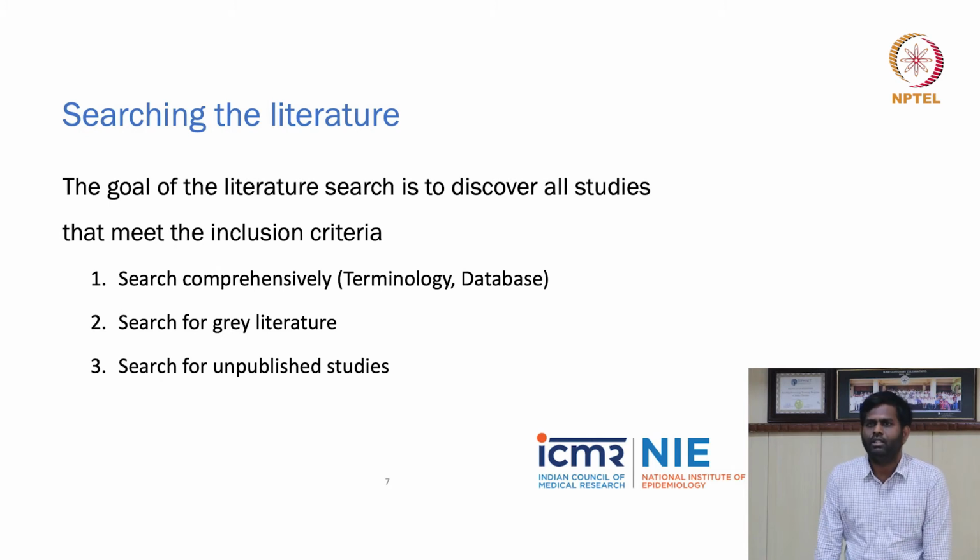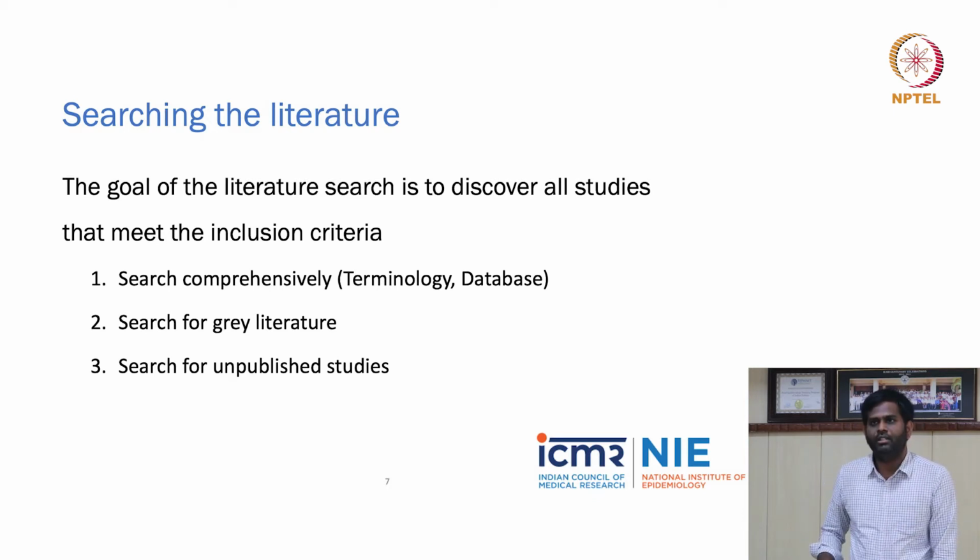So we want our search to be comprehensive. By comprehensive, we mean I would like to include all the information which is currently available pertaining to the topic of interest. Hence, I need to include all the terminologies which is relevant to my research question. Also, I need to search in multiple databases so that I am able to get as much information as possible throughout my search.